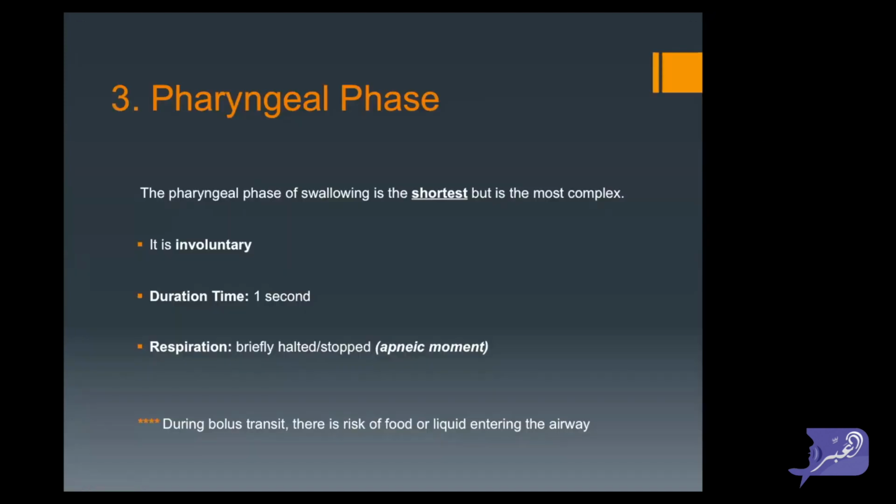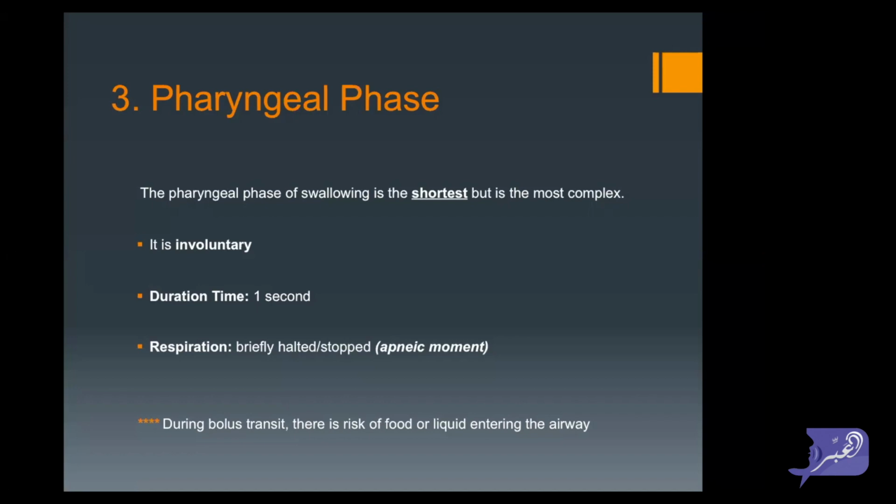The pharyngeal phase of the swallowing is the shortest, but it's the most complex phase. Okay, it involves a lot of coordination of the muscles, neuromuscular coordination as well, and control. And so it is involuntary, but it's also very complex in the way it operates.